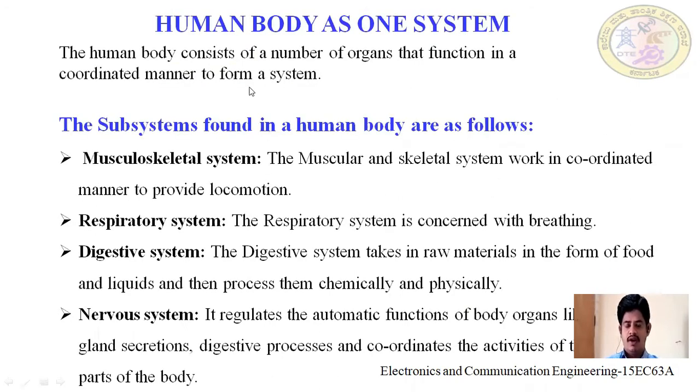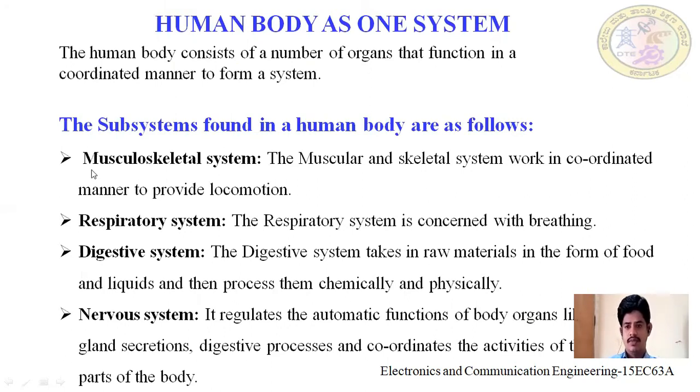So now we understood about the different sources of the human body. Now we will understand what are the different structures or different subsystems we have. For that, we will understand the human body as one system. Then, if the human body is considered as one system, what are the different subsystems it contains? The subsystems found in a human body are as follows. So these are the subsystems present in the human body.